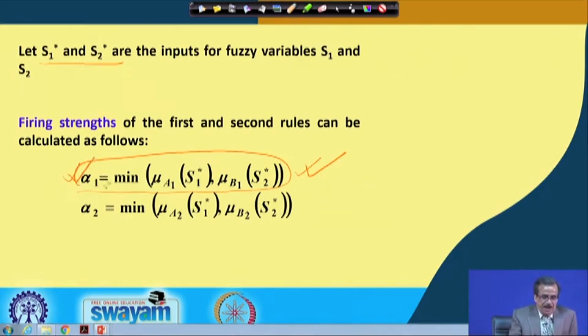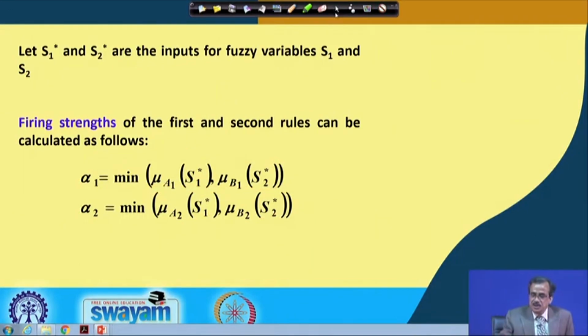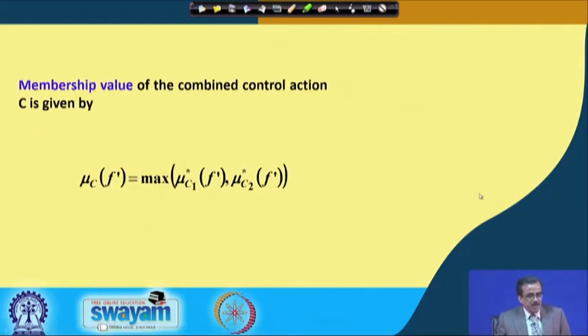Similarly, the firing strength of the second rule we can find out using this expression, that is, alpha 2 is nothing but the minimum between mu A2 S1 star comma mu B2 S2 star. So, we are going to compare these two mu values, and we will try to find out the minimum. This is the way we determine the firing strength of each of the fired rules.